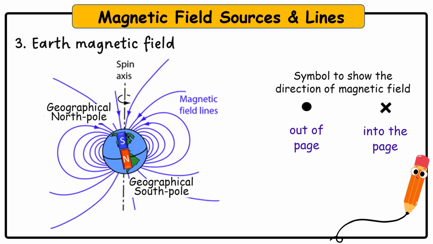And here are the symbols to show the direction of the magnetic field. We use the dot symbol to show the direction of magnetic field out of the page, and the cross symbol to show the direction of magnetic field into the page.